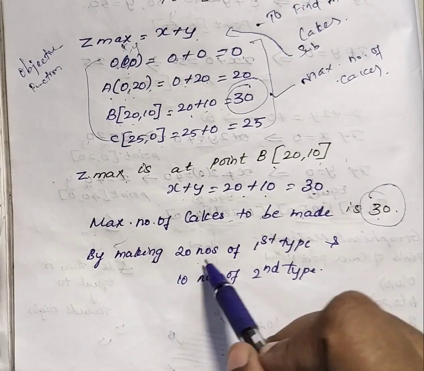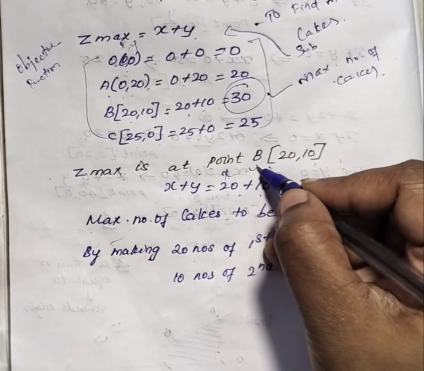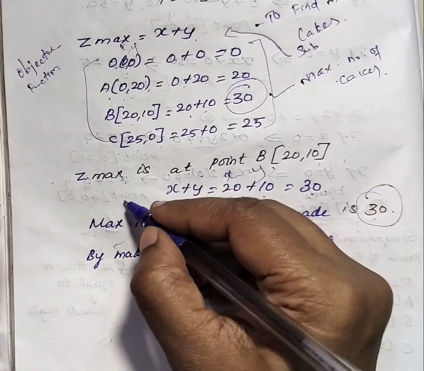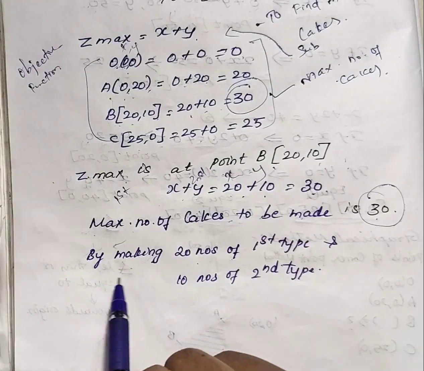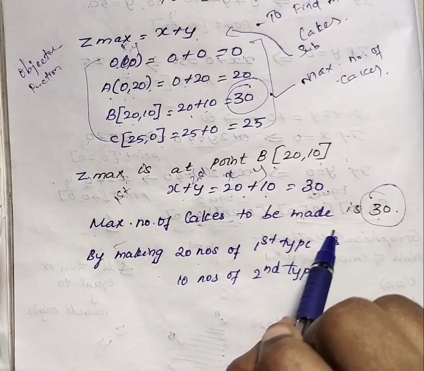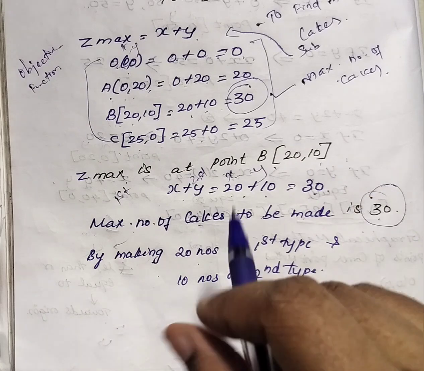The corresponding value for x is 20 and for y is 10, where x means the first kind of cake and y means the second kind of cake. By making 20 of the first type and 10 of the second type, we get the maximum of 30 cakes. So this is the graphical method in the linear programming model.